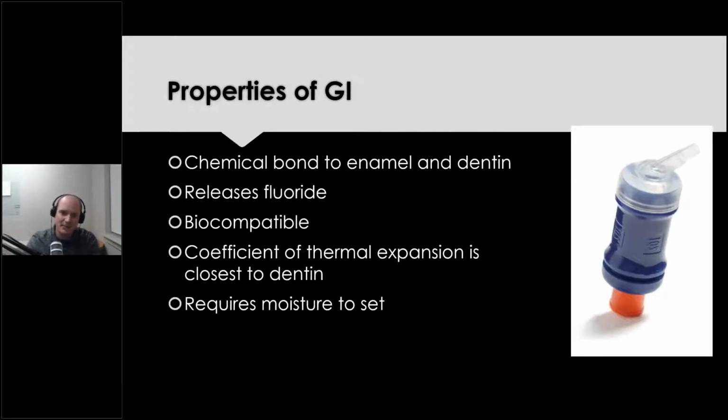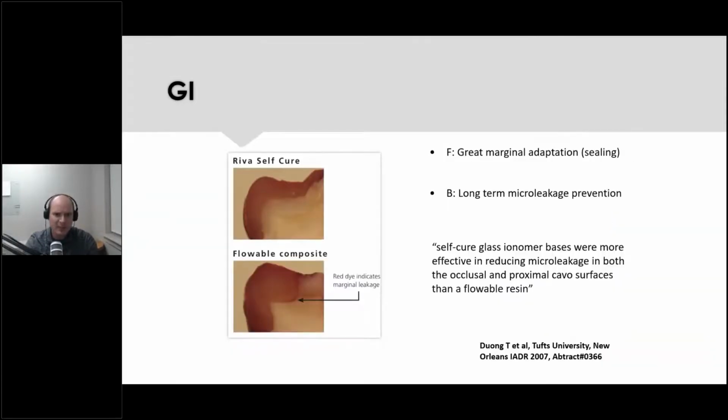And then also it requires moisture. So if you have an uncooperative child and you're trying to do the SMART technique or something, this can work very well. Here we can see the marginal seal micro leakage compared to a flowable composite, very low micro leakage.